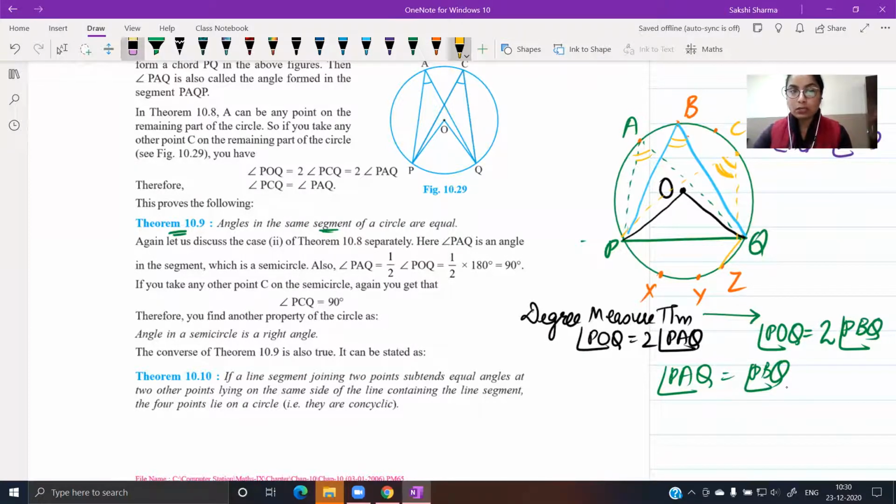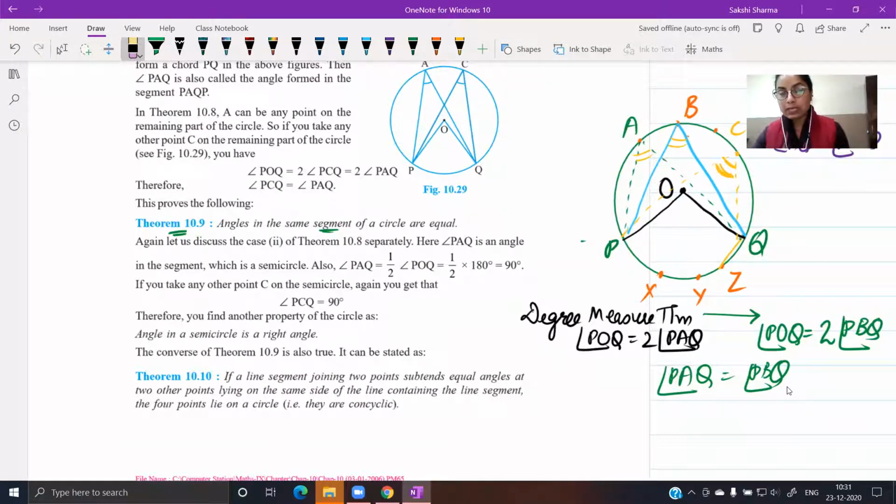Usually the chord is not there. हो सकता है कि आपके जो figure दी हुई है आपको उसमें chord ना बनी हुई हो. So even when the chord is not there, you can identify which of the segments will be your major segment and which segment will be your minor segment. And if the points are on the circumference, on the major segment or on the minor segment, then the angles subtended at those points will be equal.